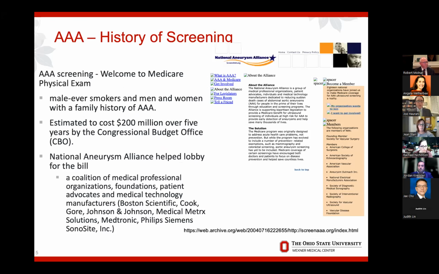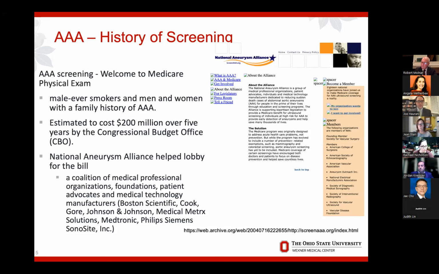So when you take a look at what was involved to get this done, they initially approved it for men who were ever smokers and men and women who had a family history of aortic aneurysm. If you look back, only about a decade and a half ago, the estimated cost was only about $200 million to screen over 5 years, which if you look at other healthcare initiatives, that's pretty cheap.